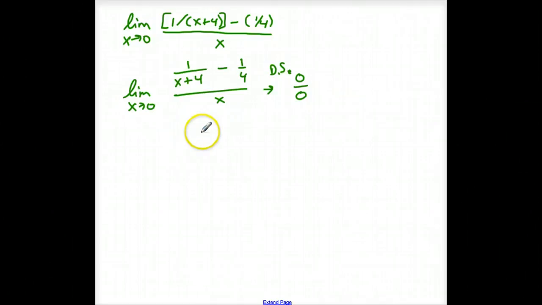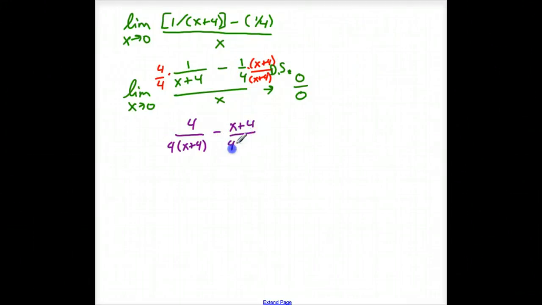The thing we're going to do is simplify it in a different way. We're going to get a common denominator. So our common denominator would be 4 times x plus 4. So we're multiplying this by 4 over 4, and we're multiplying this one by x plus 4 over x plus 4. That way, our new fraction is 4 over 4 times x plus 4, and this fraction is x plus 4 over 4 times x plus 4. All that is still over x.